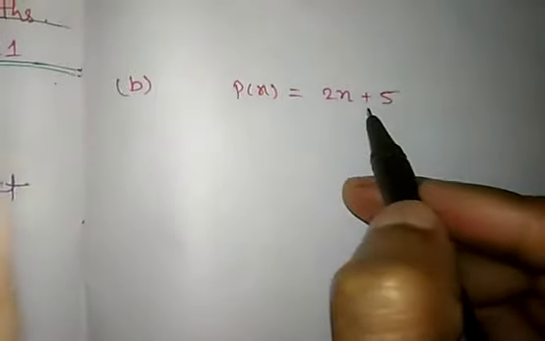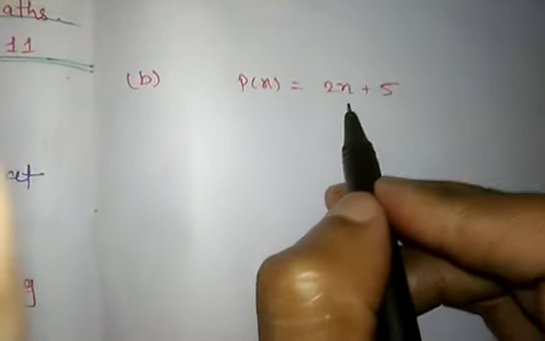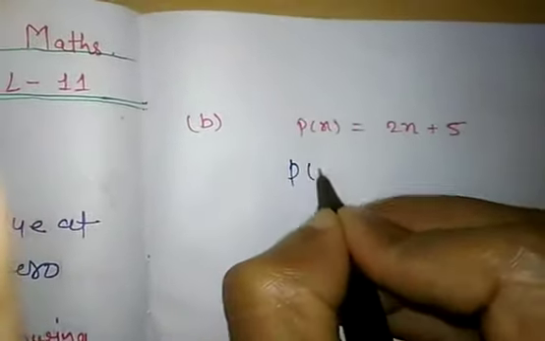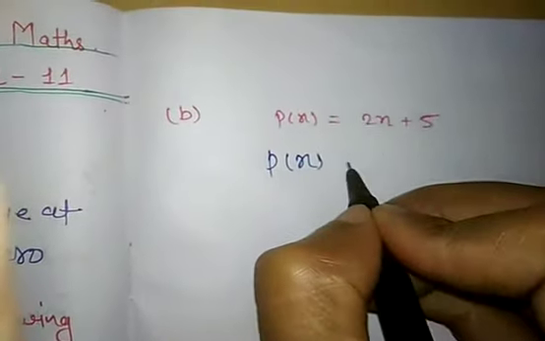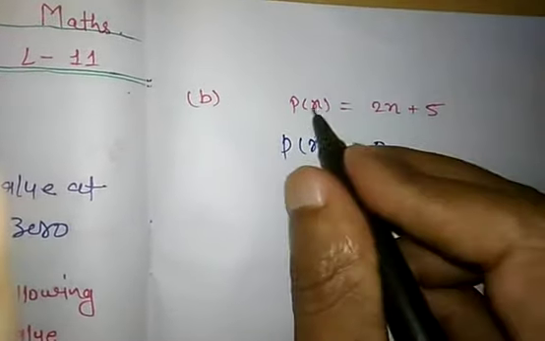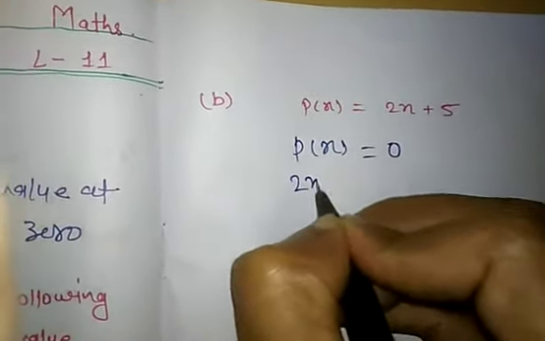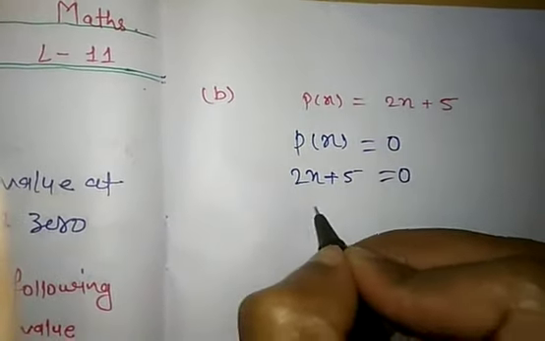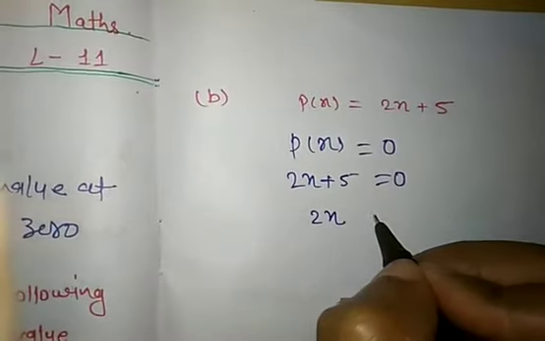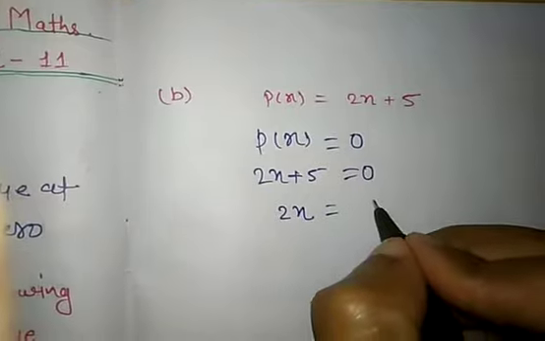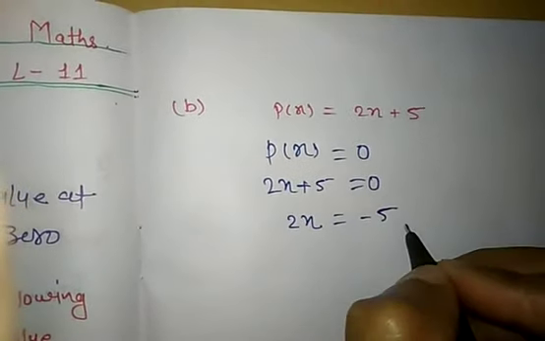Again, solve another question. How to find the zeros of the given polynomial? It is simple and similar to the previous question. Put p(x) is equal to 0. Now put in the value of p(x). p(x) is 2x plus 5 is equal to 0. Now 2x, transfer 5 to this side, we got -5.